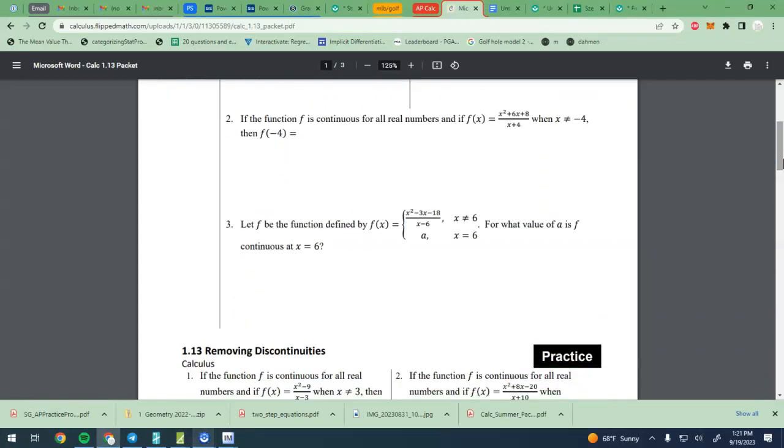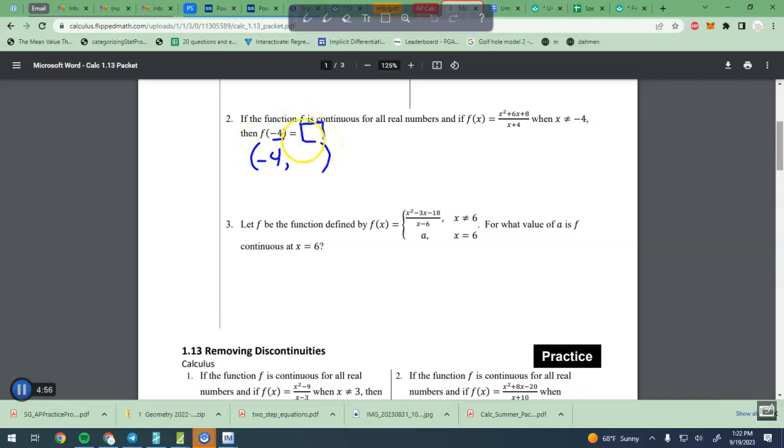Alright, so it tells us it's continuous for all real numbers. But I can tell right here, if I plug in -4, it's not going to work. I'm going to get 0 over 0. So I know the x coordinate of the point I'm looking for is negative 4. They're looking for the y value. How do we find the y value? The limit. So we're going to find the limit as x approaches negative 4, because limits are y values.